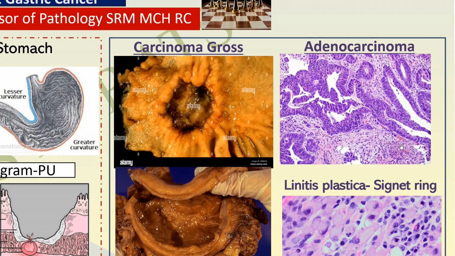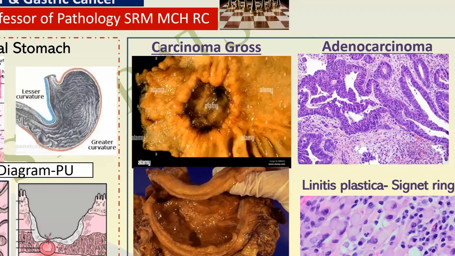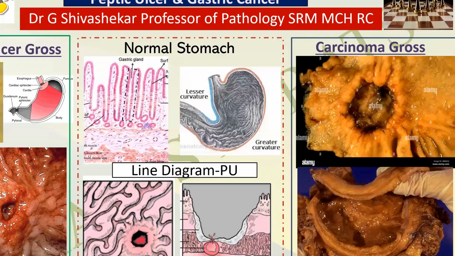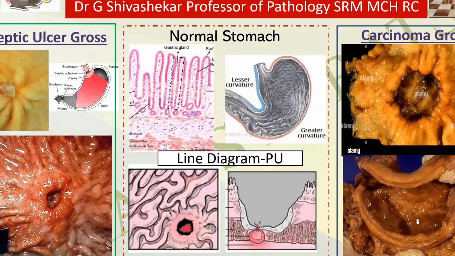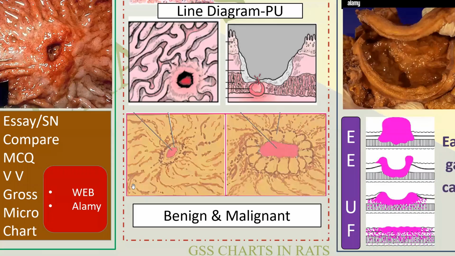So I hope you are able to appreciate the difference between a peptic ulcer, look at the peptic ulcer over here, and a gastric carcinoma. That too, you can have an ulcerative lesion or it can be linitis plastica. These are the differences. And you will also be asked the differences between a benign and a malignant ulcer, which you will have to mention.